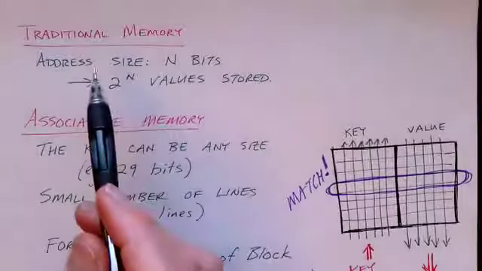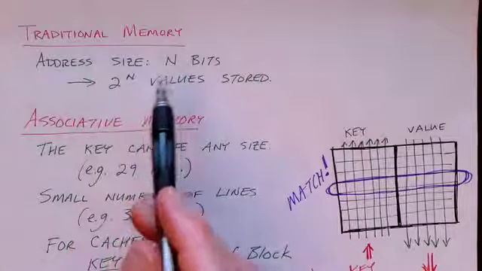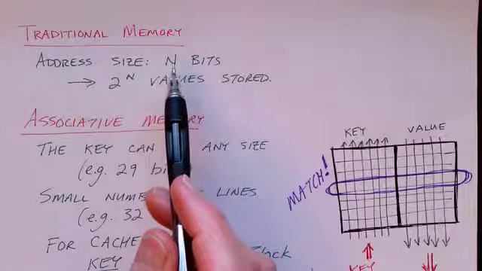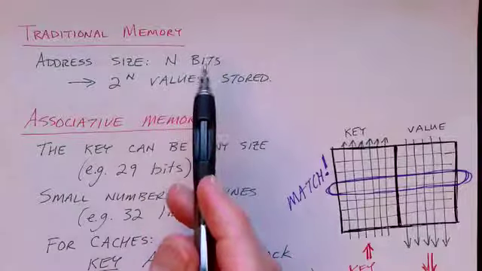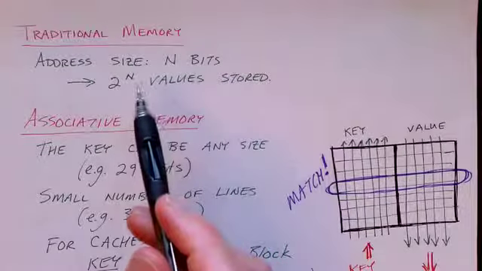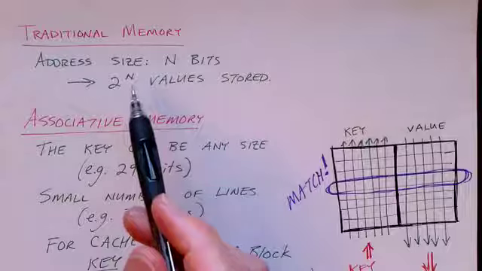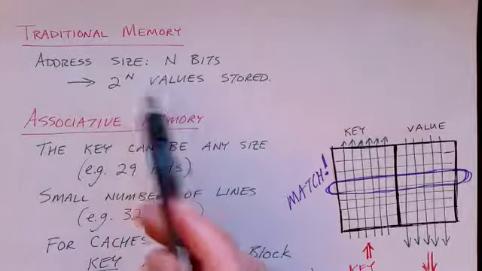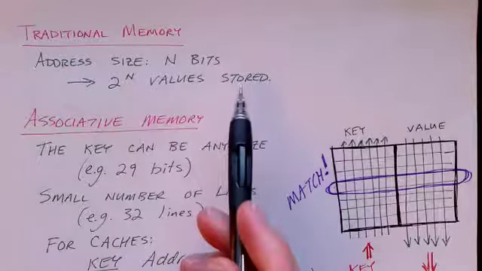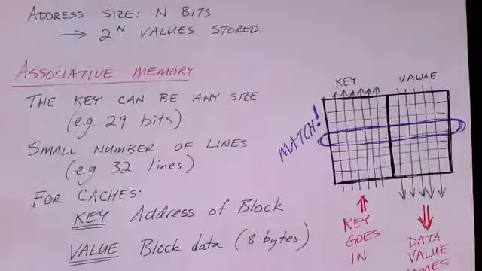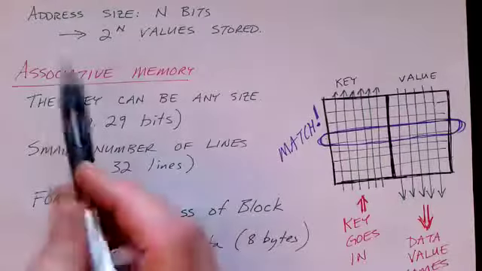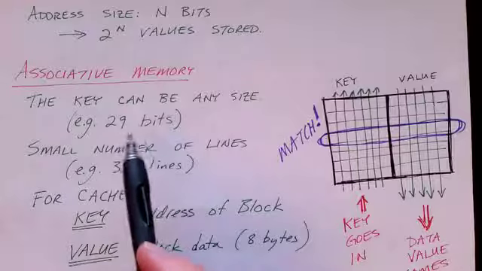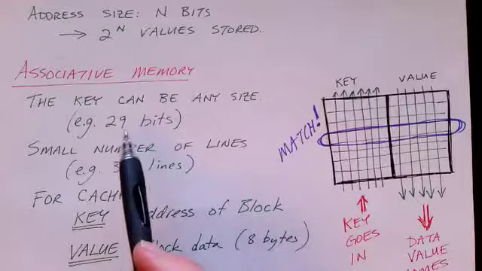So with the traditional memory, the addresses have a certain size. For example, they might be 16 bits as they were in my previous example, and in such a case you would have 64,000 different values stored. In general, you have 2 to the n values in the memory. With an associative memory, the key can be any size at all. It might be, for example, 29 bits or some other number.